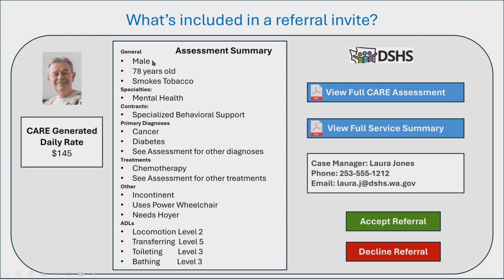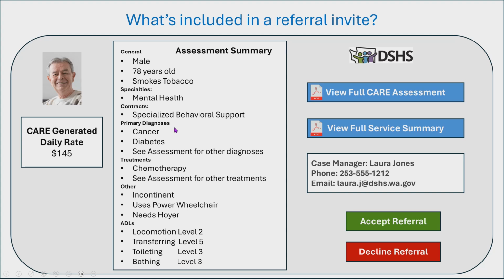So you can see here it gives you basically a snapshot view of who the client is, some of the top items from the care assessment. So he's 78, he's a smoker, he needs the mental health specialty and SBS. You can use this to look and make sure that all these things match exactly to what you listed for what you're looking for in a Medicaid client.